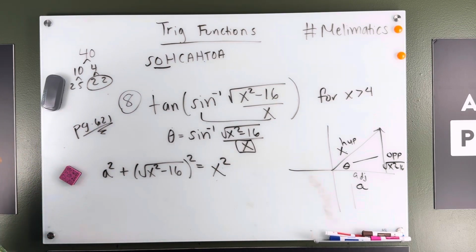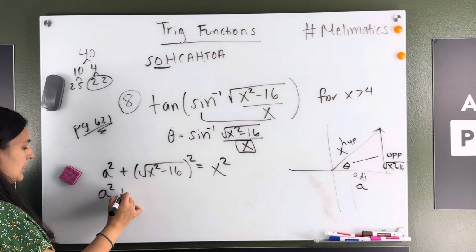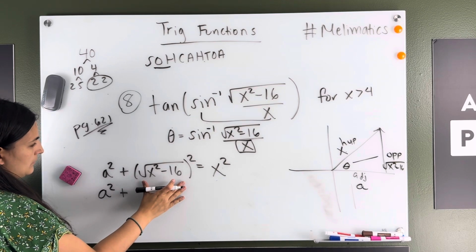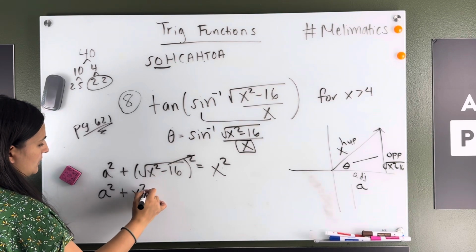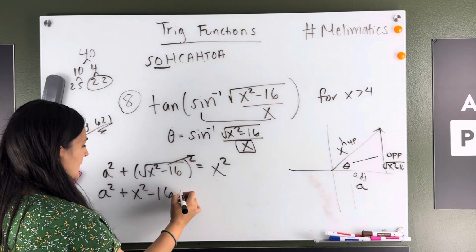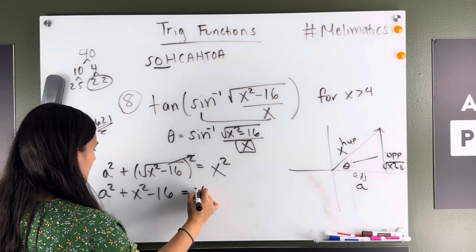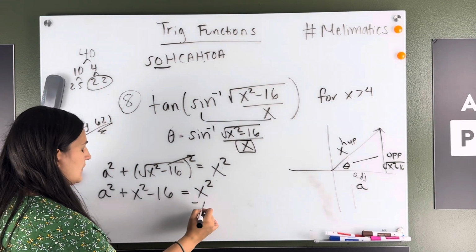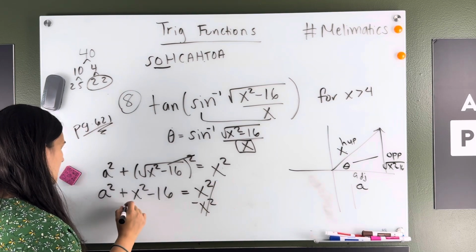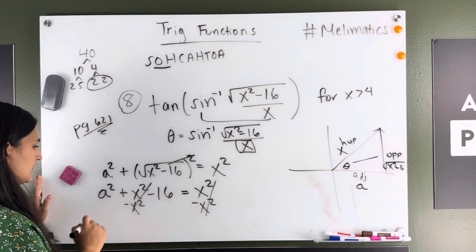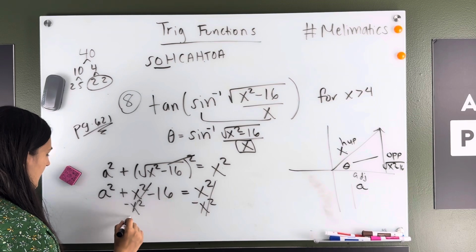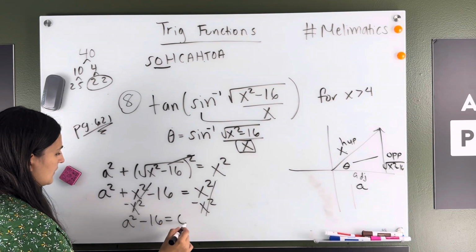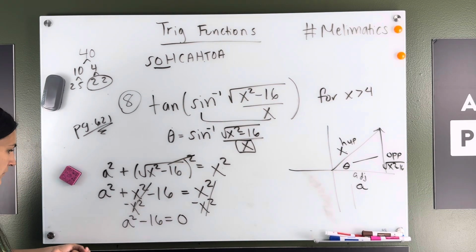Okay, so now let's square it. So a squared will stay like that. Whenever we square a square root, it cancels and it'll just be x squared minus 16. And then this is x squared, right? And now let's do the math. We're gonna take away x squared, take away x squared, so it's going to cancel. So we get a squared minus 16 equals 0. I can already see the answer is 4, right?